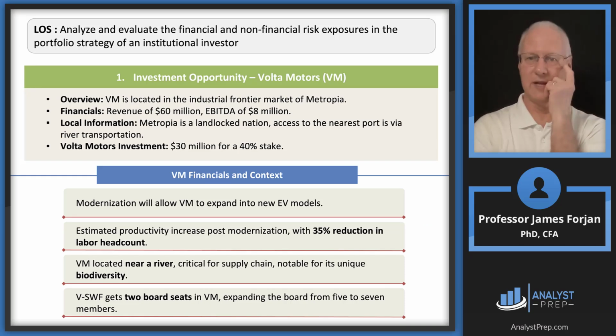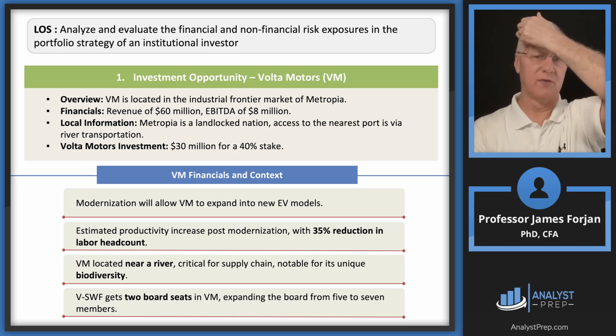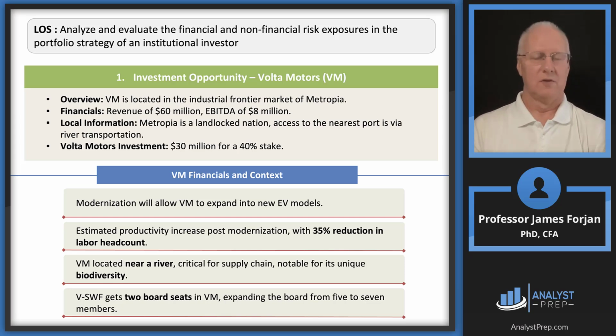All right, how about an investment in Volta Motors? Let's see, it's Frontier Market of Metropia. There's some financial information. A landlocked nation, nearest port is through river transportation. So we're going to invest $30 million for a 40% stake. So modernization will allow us to expand into new EV models. Let's see, 35% reduction in labor headcount because of efficiency and modernization. We need to worry about being near a river. That's critical for supply chain.